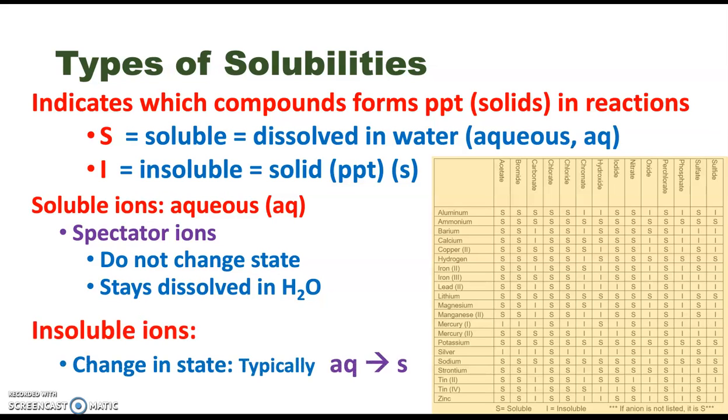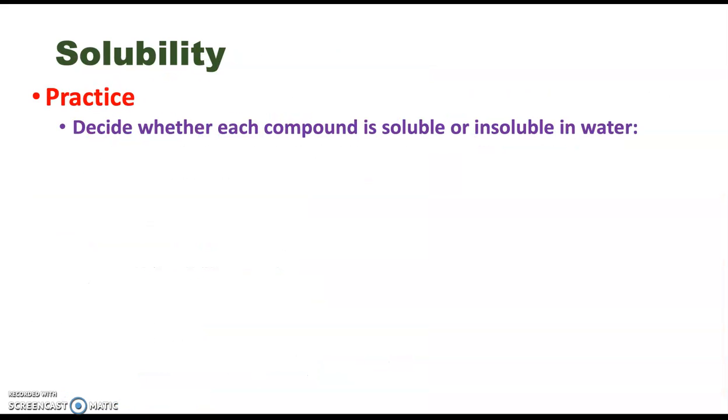Insoluble ions change in state. They typically go from aqueous to a solid, so we typically see them as precipitates. What you need to be able to do for this class is decide whether each compound is soluble or insoluble in water. This is the bare bones of what you're going to do, and then we'll apply it and potentially do a lab where you do a bunch of double replacement reactions and figure out what the precipitate in each reaction is.